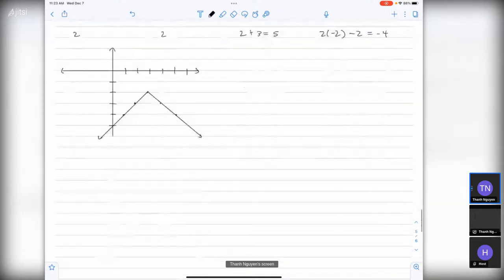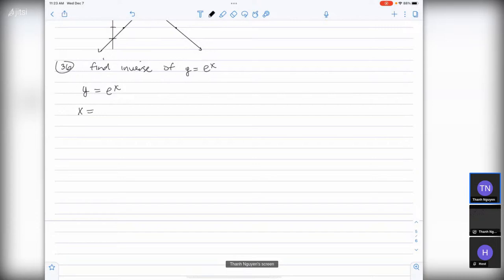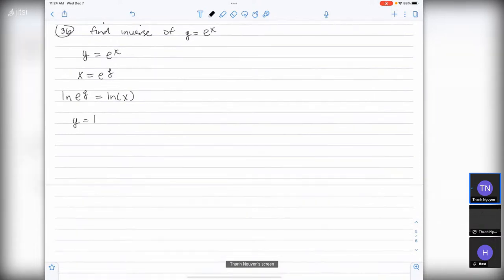This is problem 34. Let's do 36. We're going to find the inverse of y is equal to e to the x. This is not really complicated, actually. To find the inverse, we have to flip x and y, right? And then all we have to do is solve for y, right? So e to the y equals x. Then we take the natural log of both sides, because that's the inverse of e to the x. So y is equal to natural log of x, or f negative 1 of x is equal to ln of x. Okay? That one's pretty simple.